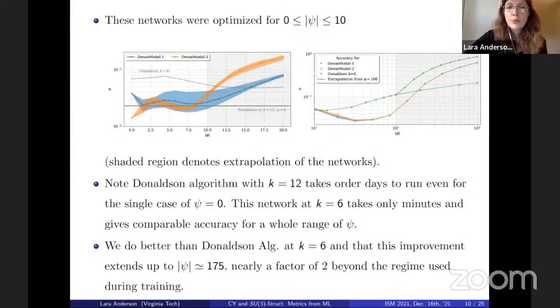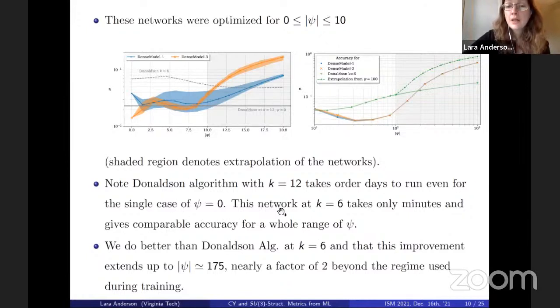So the important points: if you were to try and use existing numeric techniques, those that had existed about 10 years ago when my collaborators and I worked on them, the Donaldson algorithm with k equals 12 takes order days or weeks to run, even on the single case of one complex structure. I should say, by the way, the psi is just an explicit parameter in the defining equation for the Fermat quintic that I had on a previous slide.